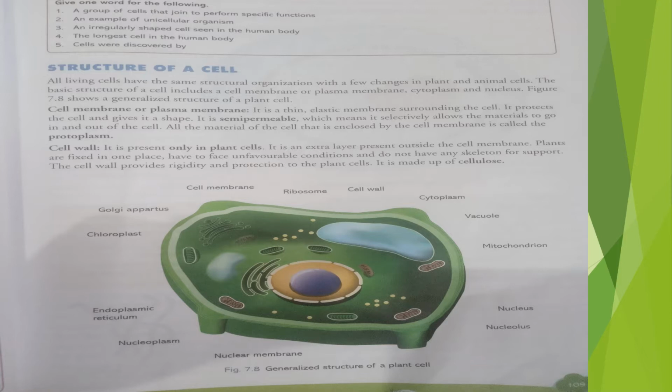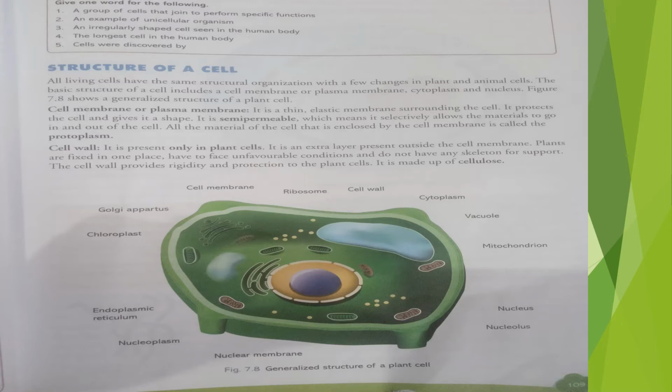It is the outer cover, or you can say the outer layer, of the cell. It is a very elastic membrane surrounding the cell. It protects the cell and gives it shape. It is semi-permeable, which means it selectively allows material to go in and out of the cell. All the material of the cell that is enclosed by the cell membrane is called the protoplasm.